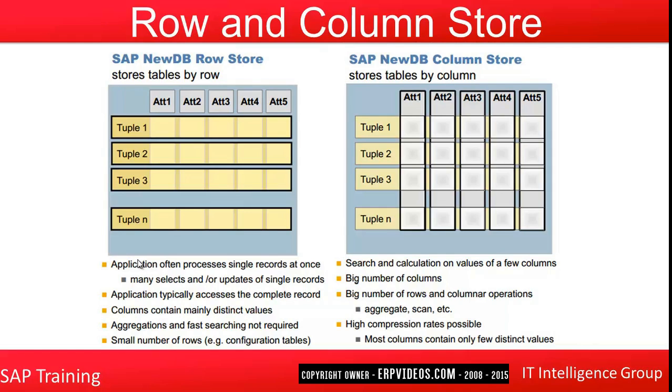Now, column store tables. As you can see, this is how the data is picked up in chunks. It's read in chunks. You can see that one read can fetch so much data, and this speeds up the read process, so that the search, the calculations and the aggregations are very fast here. The scanning is very fast.